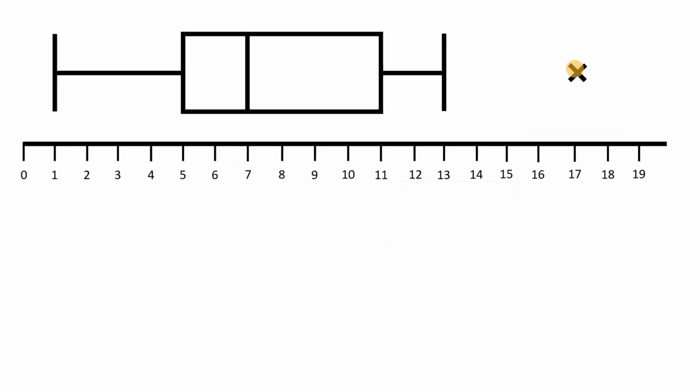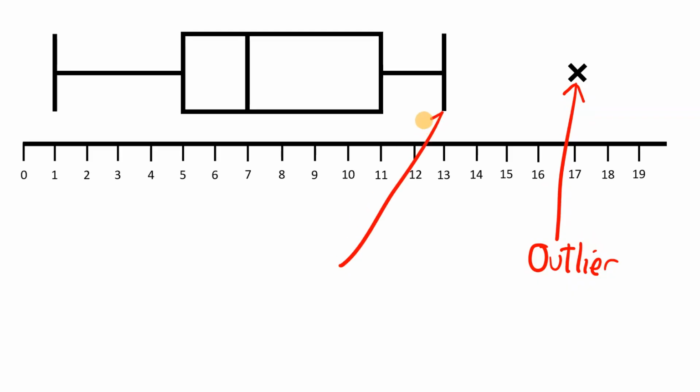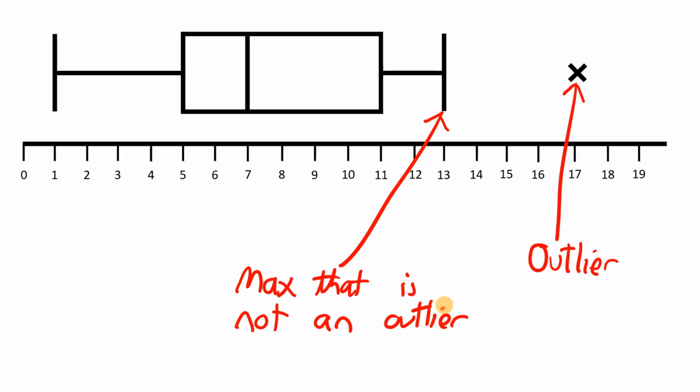Now, some box plots will have an X on the graph like this here. So what does this mean? Okay, so let's say that we have a list of data like we did before, and we identified one of the data points as an outlier. This X here is the outlier. So what this means is this value here is the maximum value in the data that is not an outlier, because obviously this value here is the maximum value in the data at 17, but this value here at 13, this is the maximum value in the data that is not this outlier here.